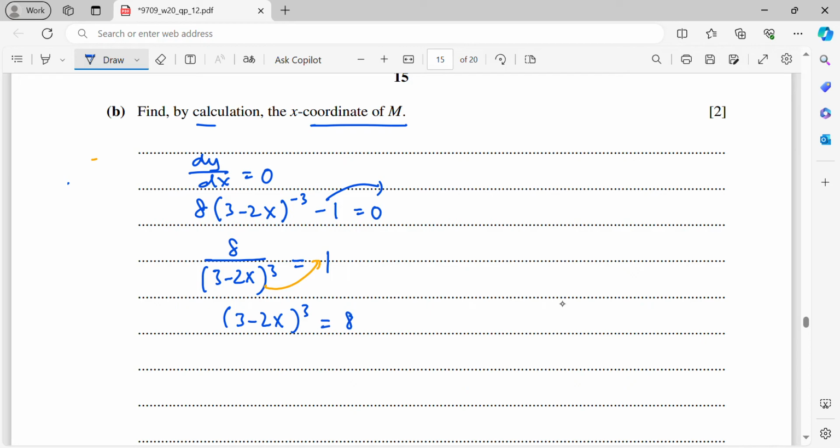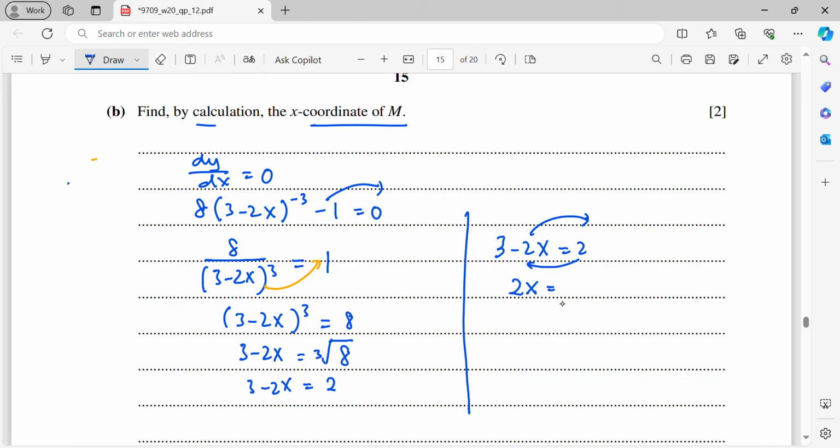And to eliminate the cube, I will take the cube root of both sides. So this is the cube root of 8, which is 2. Okay, then from here, 3 minus 2x is 2. Move the minus 2x to the other side and the 2 to the left side. So I will get 2x equals 3 minus 2. So 2x is 1, hence my x is half. So that's the solution for the x coordinate.